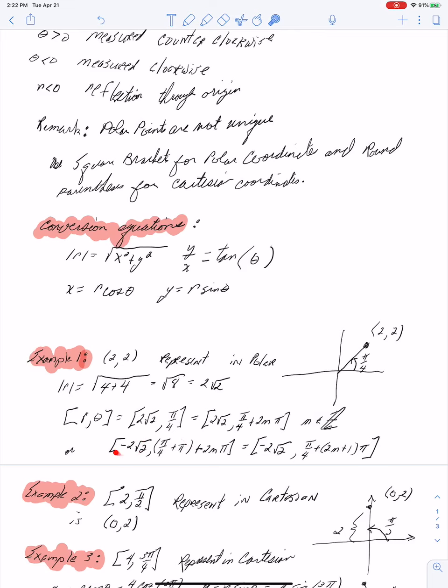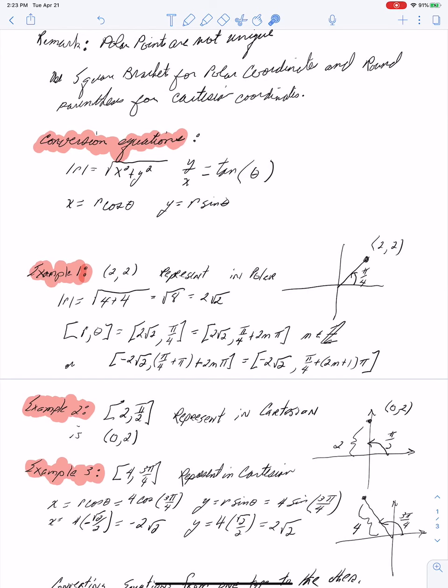R being minus 2 root 2. Remember, r can be positive or negative. So can theta. And then I have pi over 4 add pi. But of course, if I go and add multiples of 2n pi to that, I land in the same spot. Okay, and now a way to represent that is to combine pi and 2n pi to give me 2n plus 1 pi, add pi over 4. So here are all the polar representations for the point 2 comma 2.